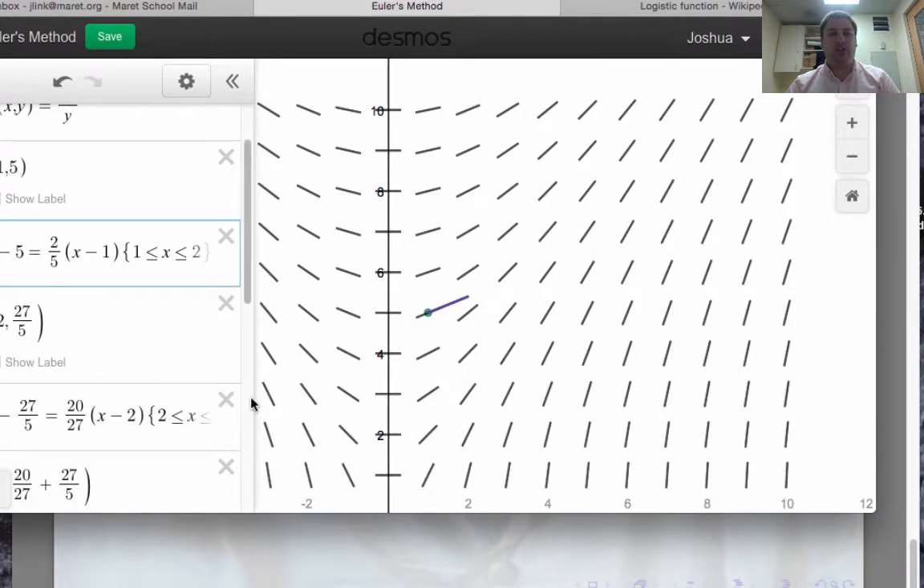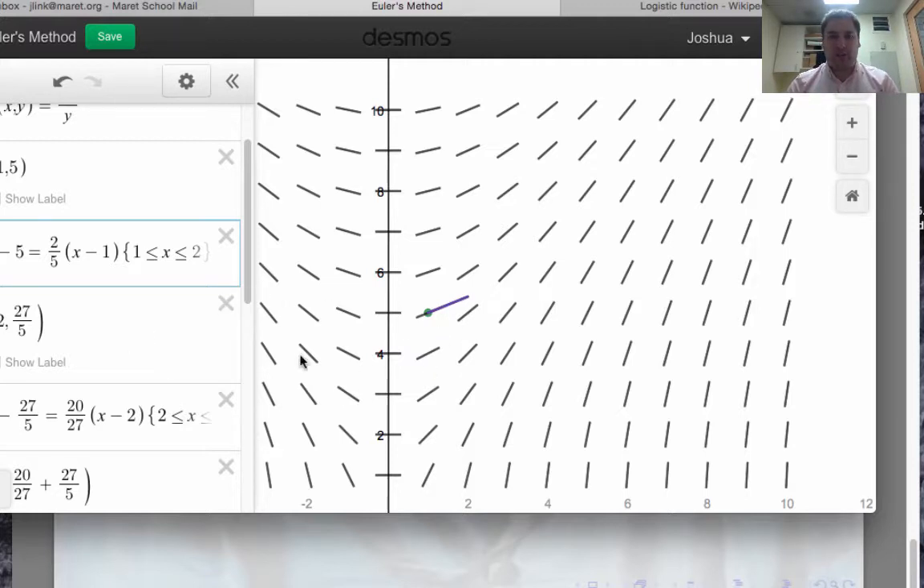If I graph this function, I get this nice little purple segment right here, which is a very good approximation of what's happening to the curve. It's probably a little too long, so you could maybe make it only go from 1 to 1.5 or 1 to 1.1 or something like that. Smaller steps will probably be better for you, but it's fine.